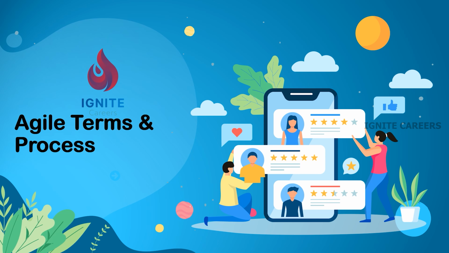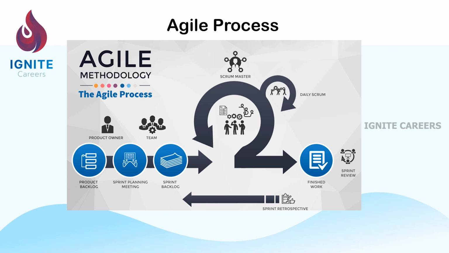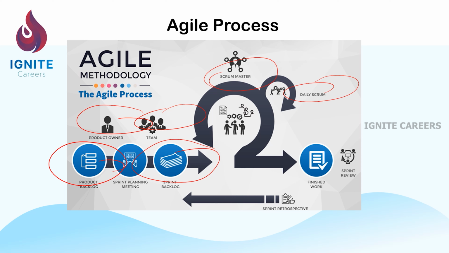In this video, we're just going to see about the Agile terms and process. When we talk about Agile, there are so many keywords and processes involved, starting from the product backlog, and there will be something called sprint backlog, and product owner, team, scrum master, daily scrum. So it is very important to understand what those terminologies mean and what the key process steps are which we need to follow when we are processing Agile.